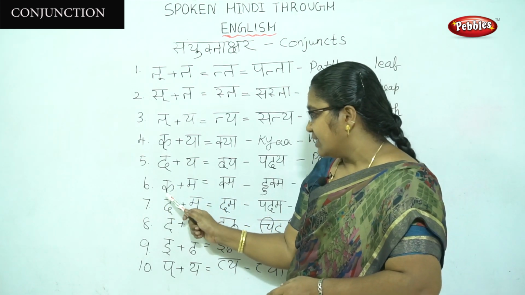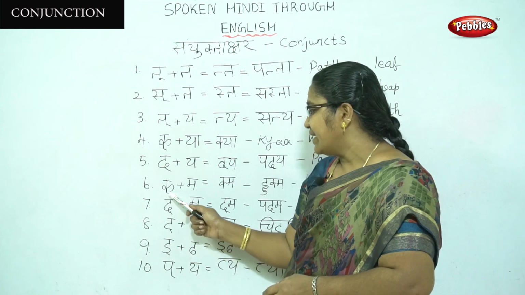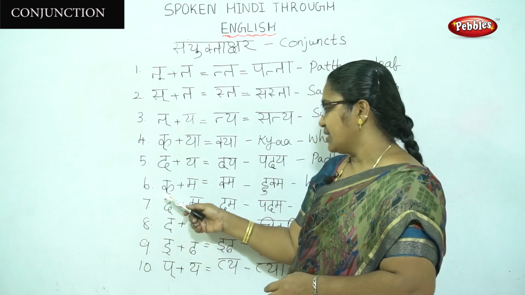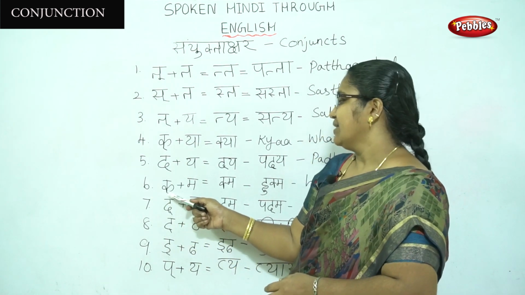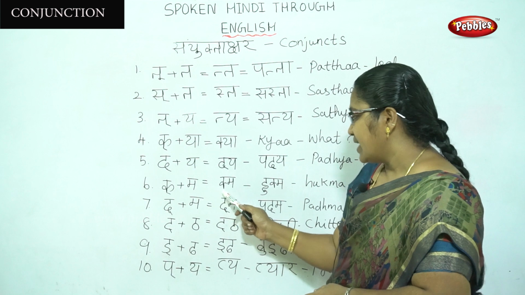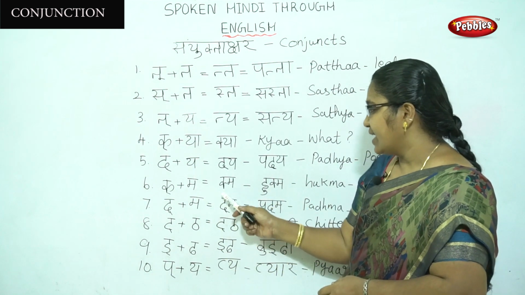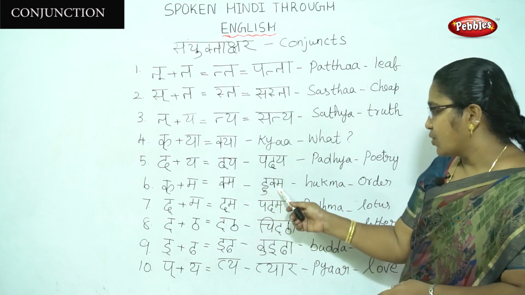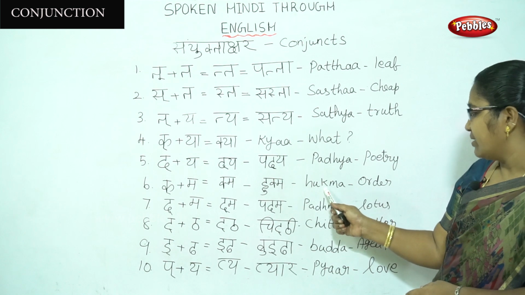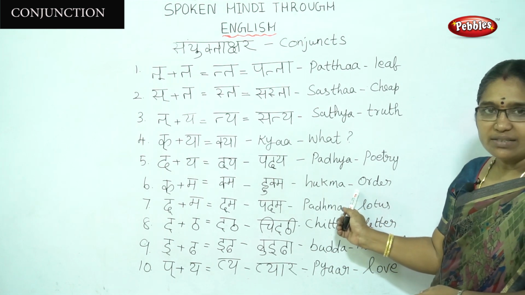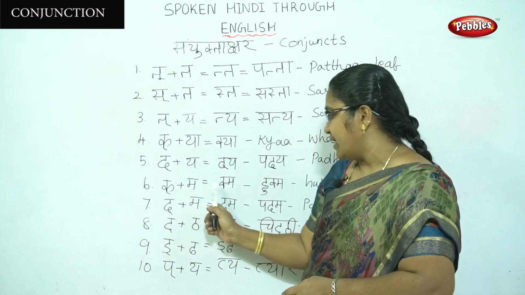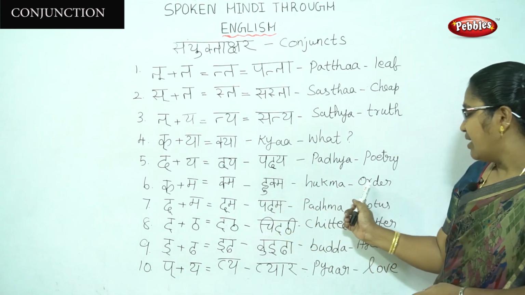Next one is ik. We are having the slanting line here, which is called the consonant symbol. Ik plus ma gives ikma. The word is hukum, hukma. The meaning is order. Ik plus ma, ikma, hukum, hukma, order.